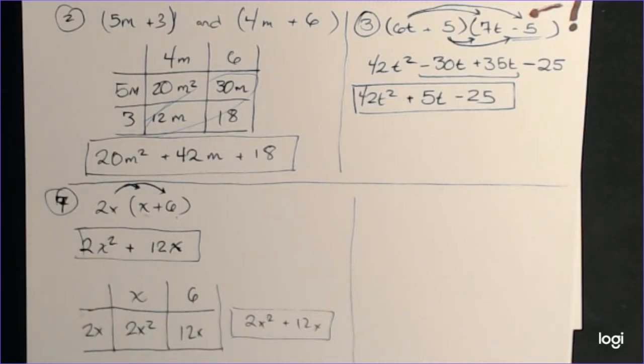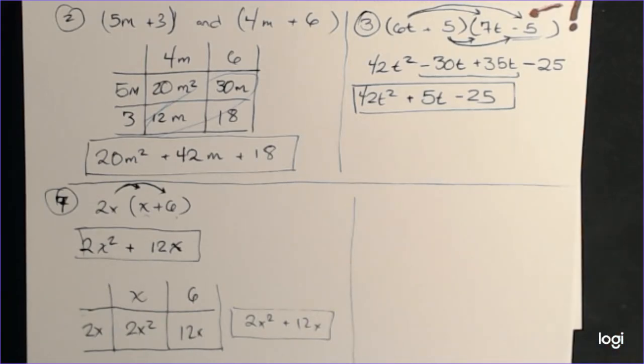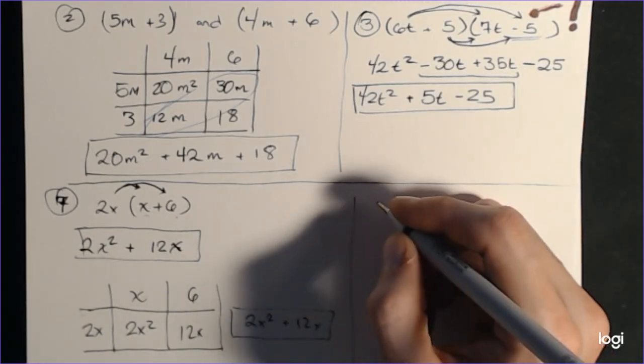Let's see. I'm going to move on to page 107, operating with numeric radicals, where we are extracting square roots from radical expressions.